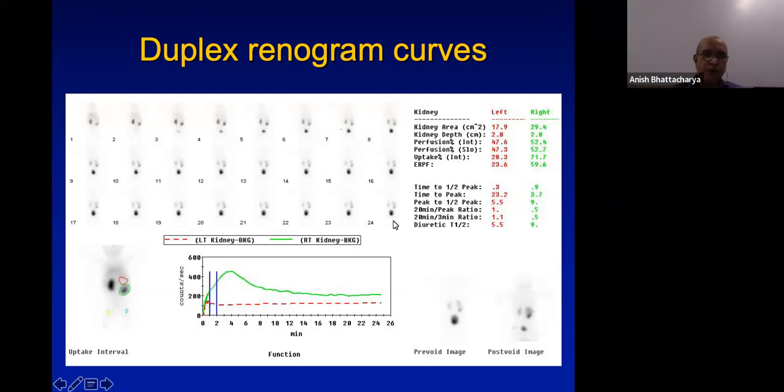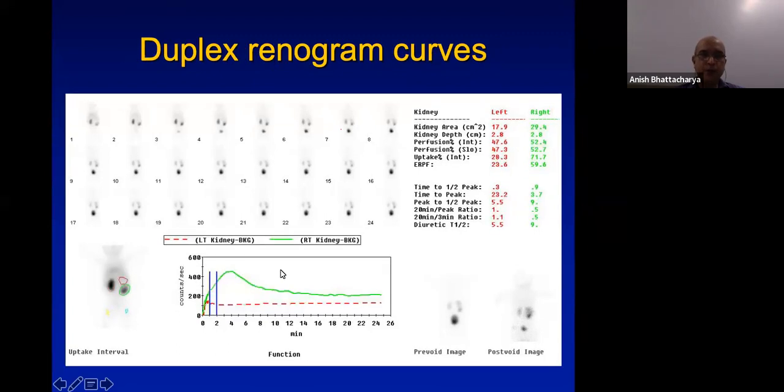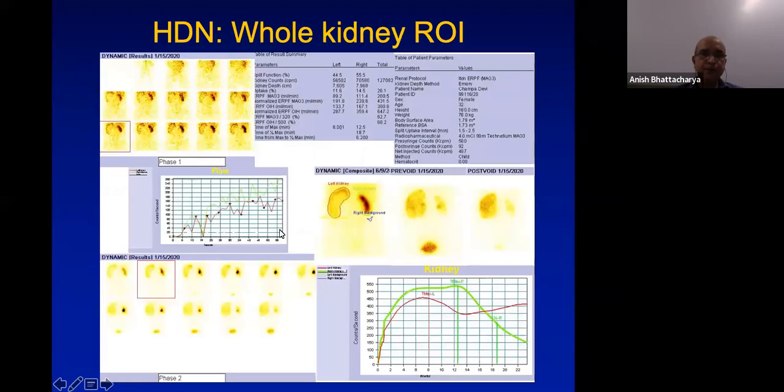What I'm trying to point out is you can quantify the relative contribution of each moiety from these renogram curves and the renal processing protocols. So you get not only the relative contribution of the left kidney and the right kidney, you get the contribution of the upper moiety and the lower moiety of the duplex system as well.